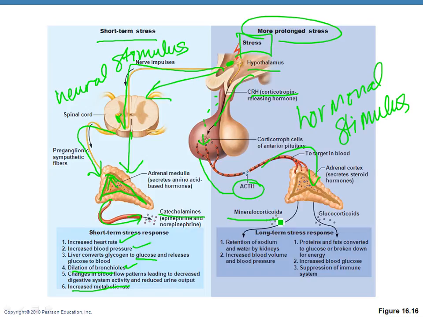So why would this be good for long term? Well, what do mineralocorticoids do? They trigger increased potassium, increased water retention, right? So if you increase your water retention, it's going to increase your blood volume.